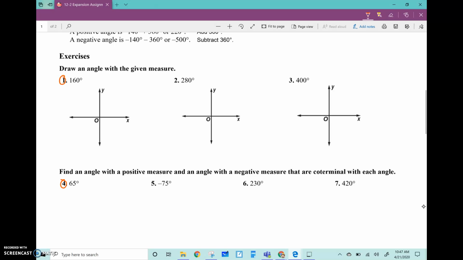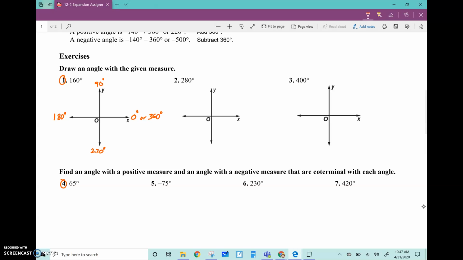So the first exercise, we have to draw an angle with the given measure, and it's tough doing this digitally. We don't have a compass or a protractor, I should say, unless you're using some type of good app online like Desmos or something. So let's go ahead and label what we know here. We know this is 90 degrees. We know this is 180. We know this is 270. And then one full rotation takes us to 360 degrees.